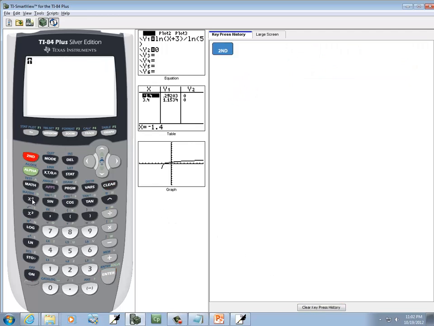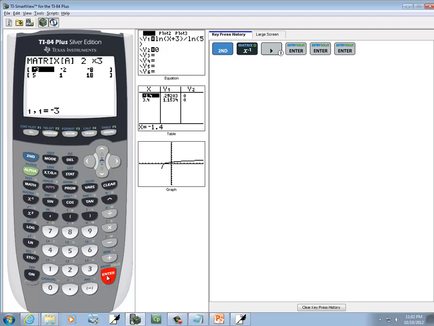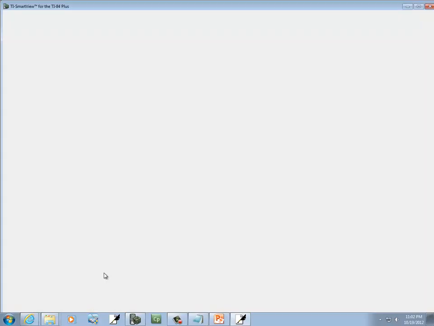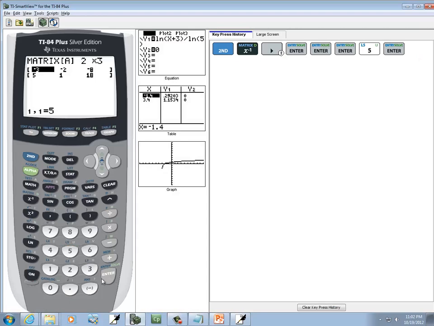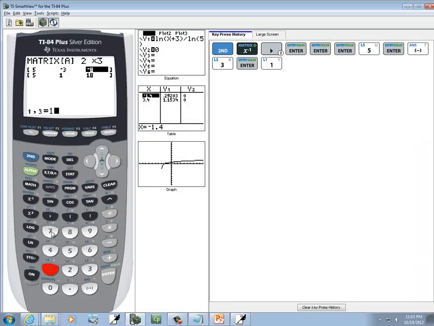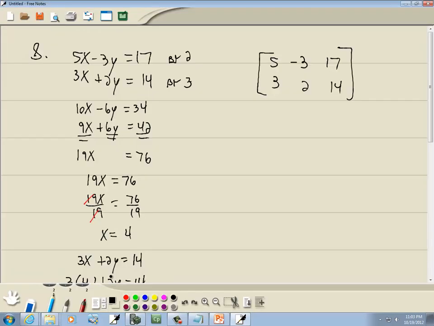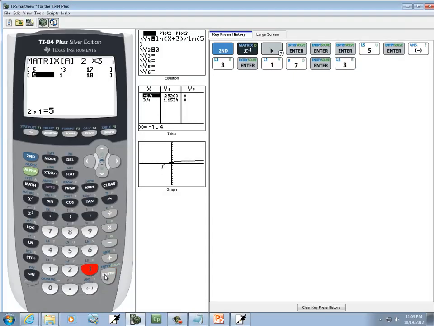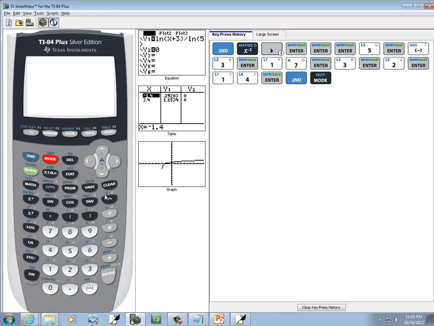So we'll do second, x and negative 1. Right arrow over to edit. Enter on A. Now since these already have the numbers here, all you have to do is press enter, enter. And let's put in 5, negative 3, 17. Pressing enter after each one. And then 3, 2, and 14. Again, pressing enter after each one. I'll do a second mode to exit out.